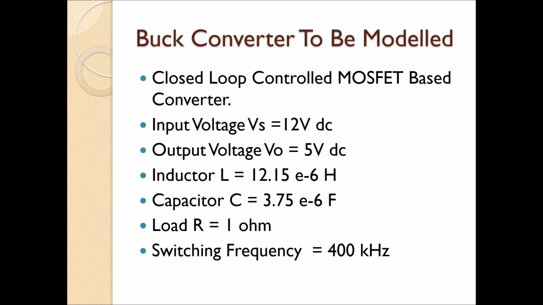The specification of the buck converter to be modeled is given here. I am going to consider a MOSFET switching device with closed loop controls. Input voltage is 12 volts, output voltage will be 5 volts, inductor of 12.15 microhenry, capacitor of 3.75 microfarad, resistive load of 1 ohm, and switching frequency I will be considering as 400 kilohertz. Let us see how to simulate this in MATLAB.